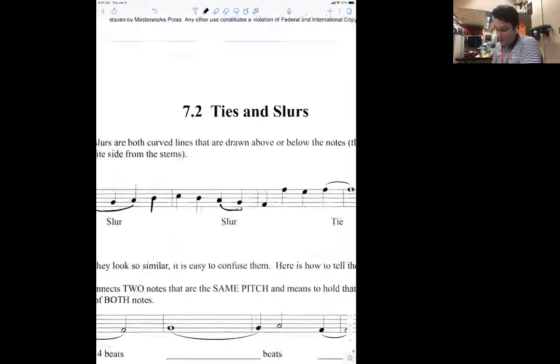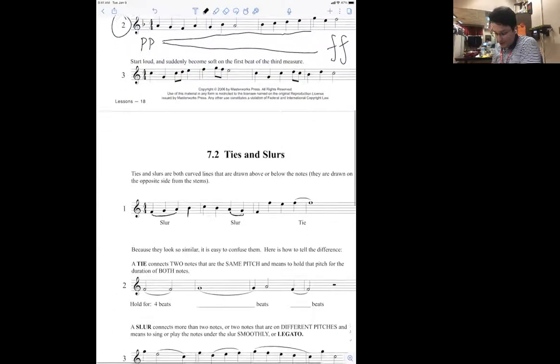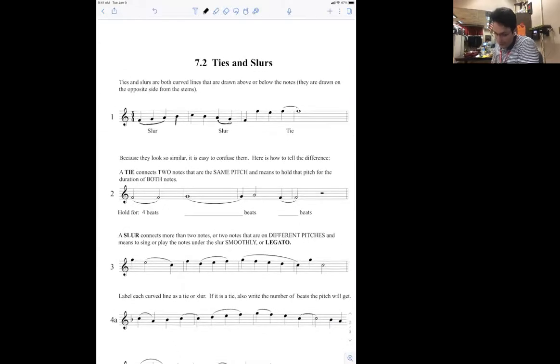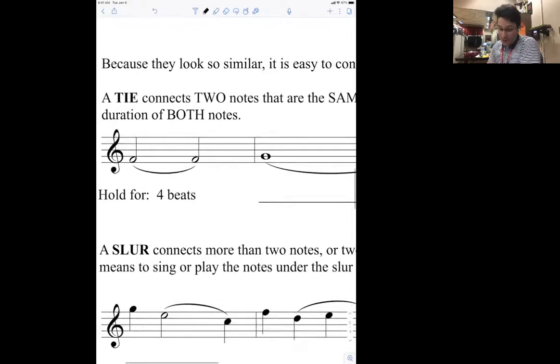Okay, now the difference between a tie and a slur is the following. A tie connects 2 notes that are the same pitch. Okay, so they are the same note or the same pitch. And they're going to add the 2 note values together. So right here, we have F and F, and that tie is going to add a plus sign between those 2 note values, which means that we're going to hold this for 4 beats.